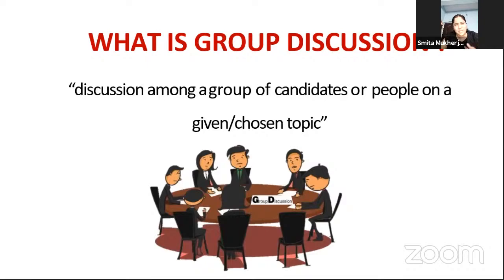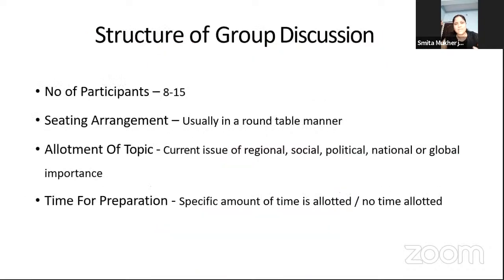Now let us get a basic idea of what GD is. Generally in a GD you will find 8 to 15 participants, minimum 6 to 8, maximum 15. With more than 15 participants, it becomes difficult for the interviewer or selection committee to identify who has spoken what, and to identify skill sets and strengths. That's why it is generally kept up to 8 to 15.